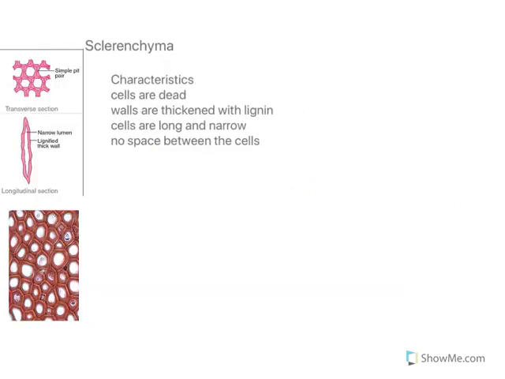Now, for the last type of tissue, that is sclerenchyma. The characteristic of the sclerenchyma is that the cells are dead. This is the only tissue where the cells are dead, so there is no nucleus in the cells. When you draw the cells, you do not draw a nucleus because the cells are dead. The walls are thick with lignin. You need to remember this, lignin.